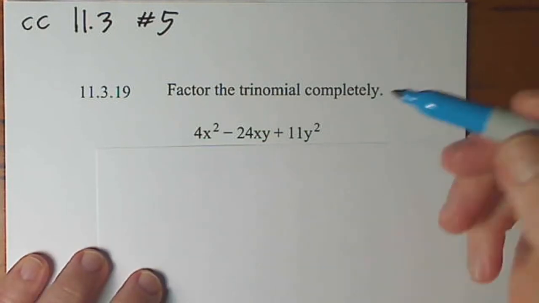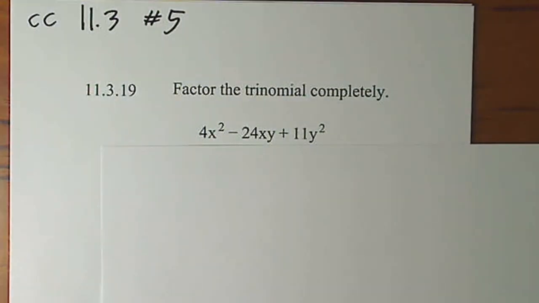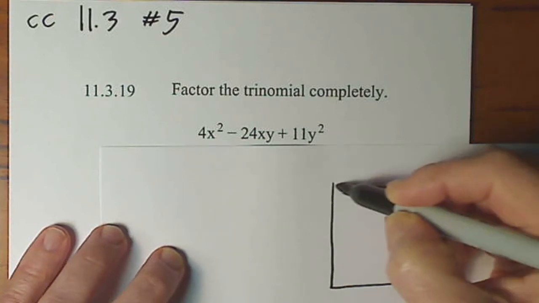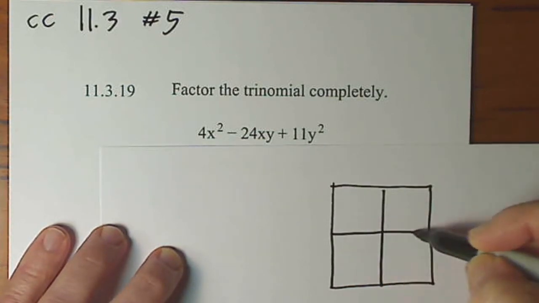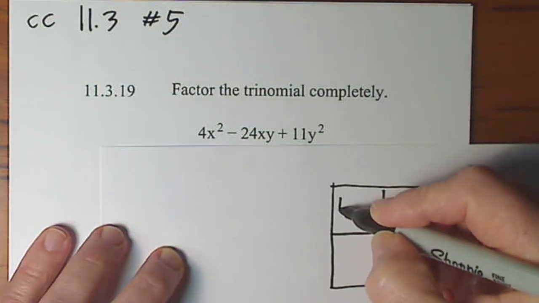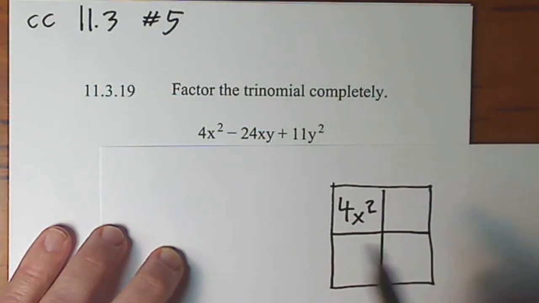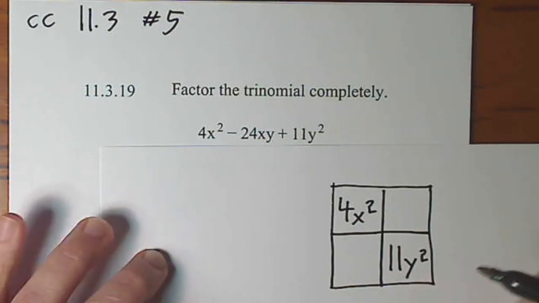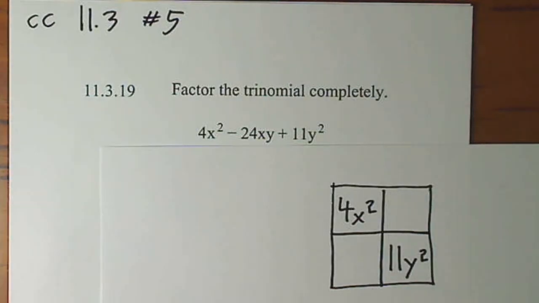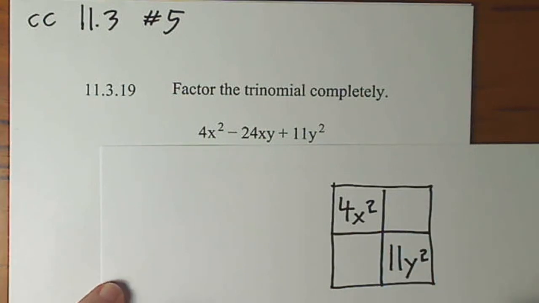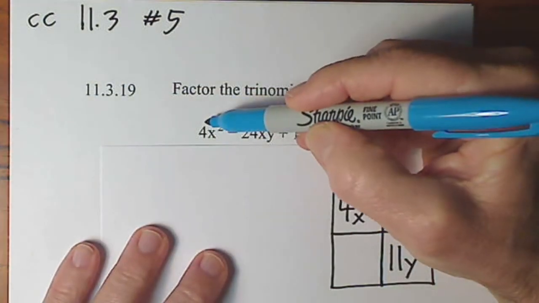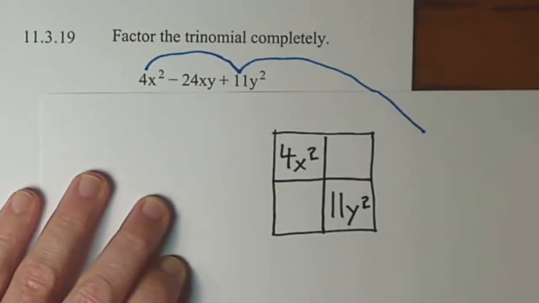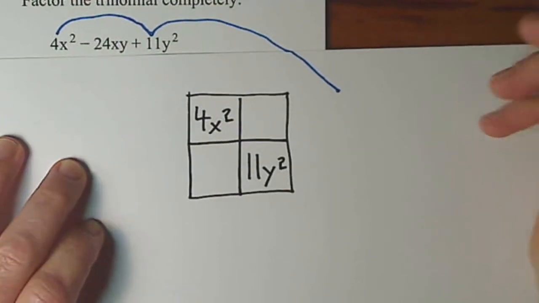So for the box method, start out by giving ourselves a nice big box. Four chambers. First term in the first box. Last term in the last box. And then you have to do some work to figure out what goes in these other two boxes. To accomplish that, multiply 4 times 11, and I'm going to have to come way over here, slide this up and over. There we go.